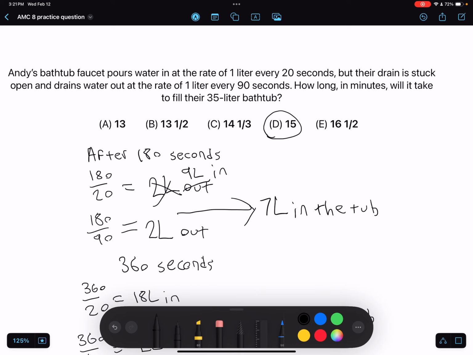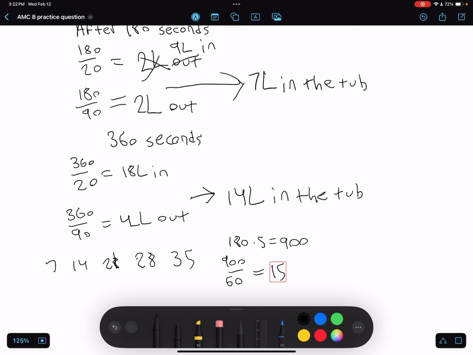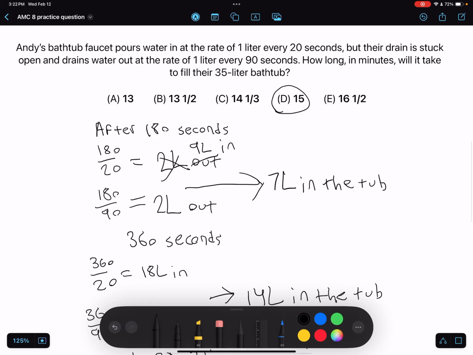So all we have to do here is use a logical approach, dealing with the problem in stages, figuring out after 180 seconds what's going to happen, based on the information they tell us on the water going in and the water going out. Then we find a pattern. After we look at 360 seconds, it goes up by 7 each time, and eventually we can just go all the way out to 35 liters and get to our answer. So that's how you would solve that AMC 8 style question.